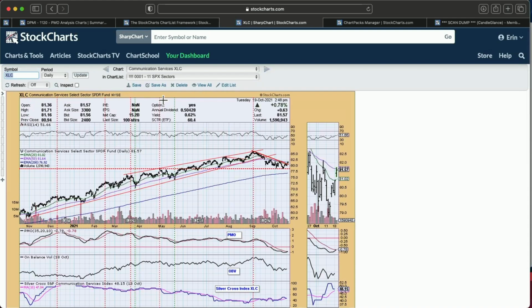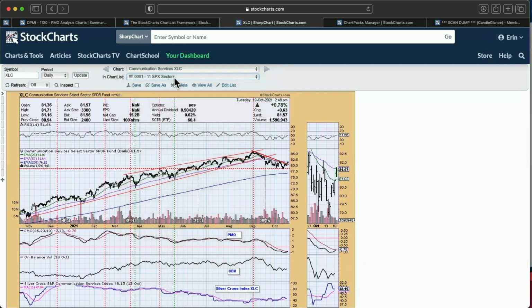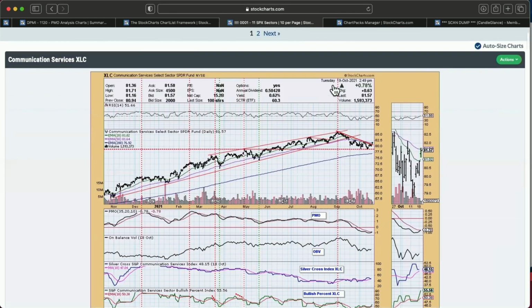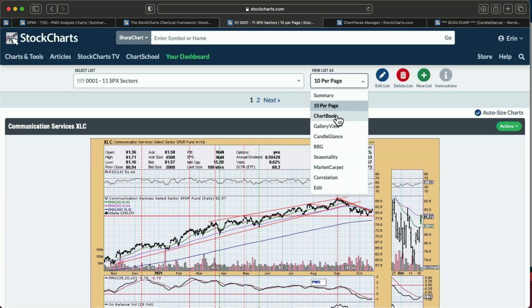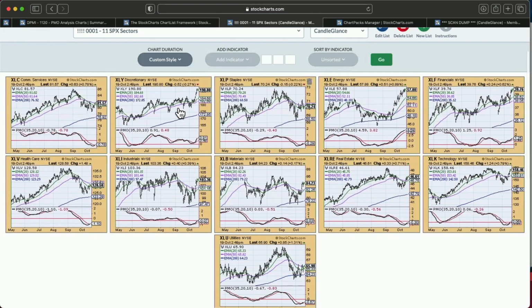And the nice thing about these chart lists when they're organized, for example, this one by sectors, is I can hit that view all button and I can look at them as 10 per page, etc. But again, I love my Candle Glance. And you might notice that your Candle Glance style is a little bit different from mine. It's very easy to fix that.